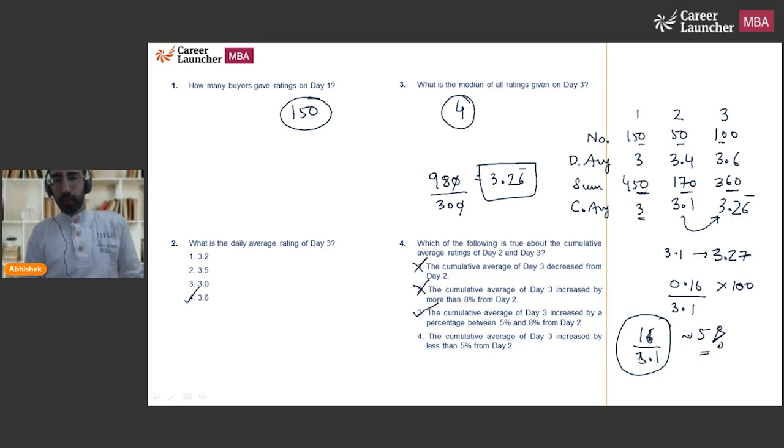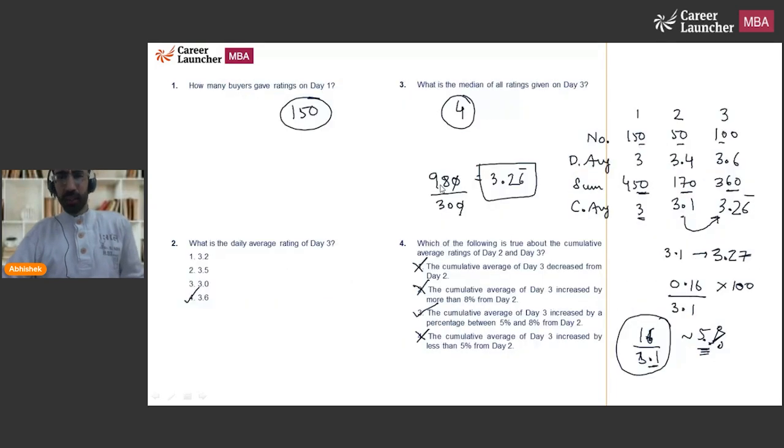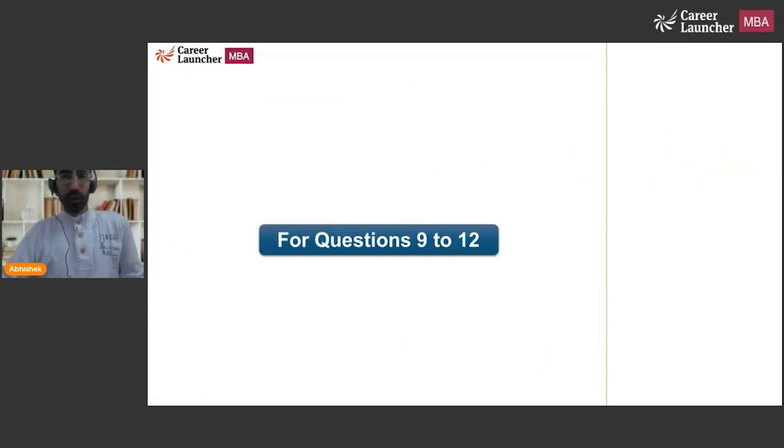So the cumulative average of day 3 increased by a percentage between 5 and 8. Absolutely right, because it's 5 point something. 3.1 into 5 is 15.5, so it's more than 5%. Less than 5 is the wrong answer. Option 3 is absolutely right. I hope this set is clear. It's a decent set. I don't think it's either very long or very difficult. A little bit of calculation, a little bit of work, of course. You can't run away from that.